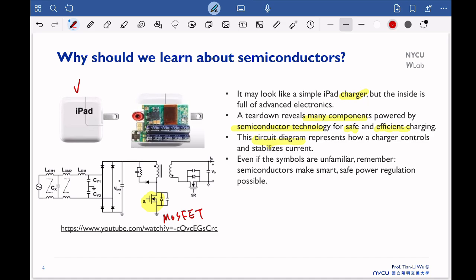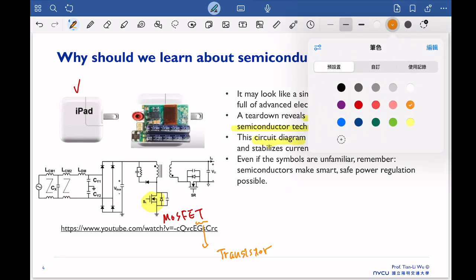Actually, the T here is an abbreviation of the transistor. So that's why now you can see the transistor is a term that we will use again. But it's a very special transistor that we call the MOSFET. And then, in addition to the MOSFET, we will see that there is this one.